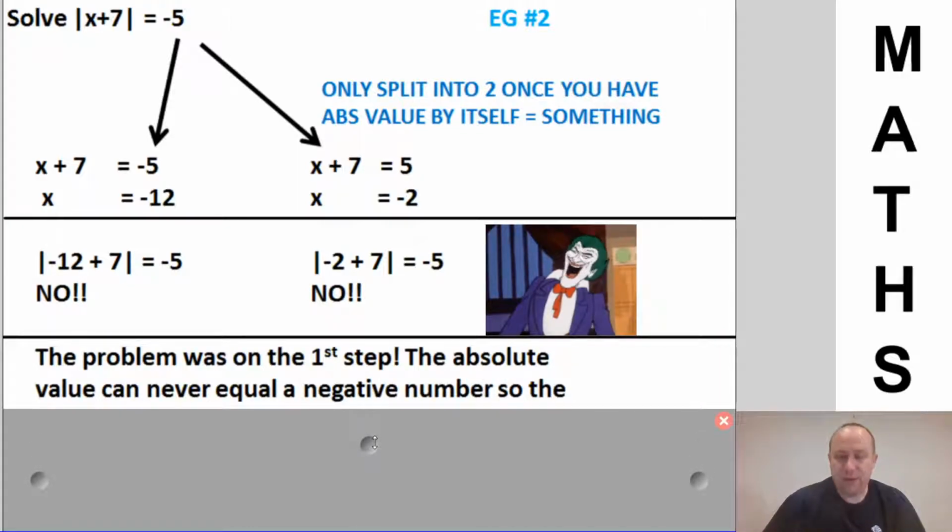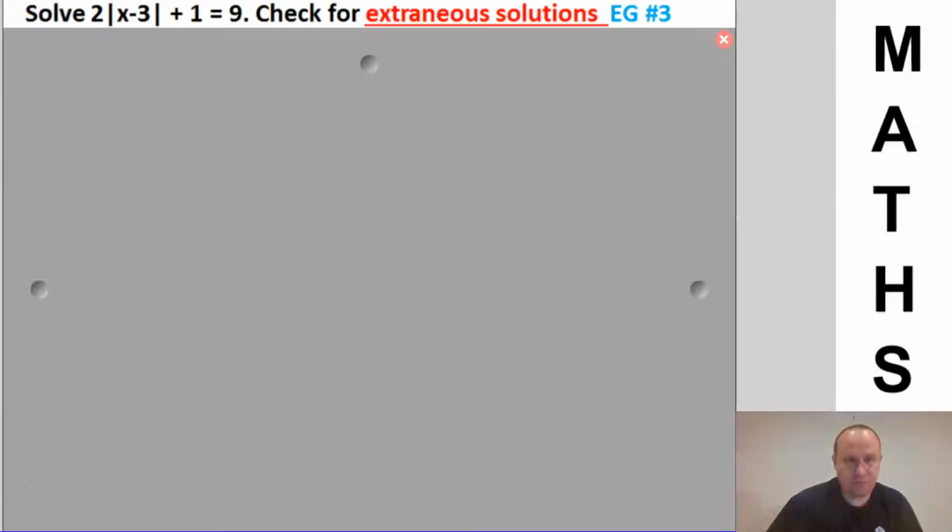The problem was on the first step. Remember, the definition of absolute value is it can never equal something that's negative. So for this question here, this one would just be actually no solution straight away. So keep an eye out for a question like that. It doesn't come up too often, but I thought it was worth mentioning.